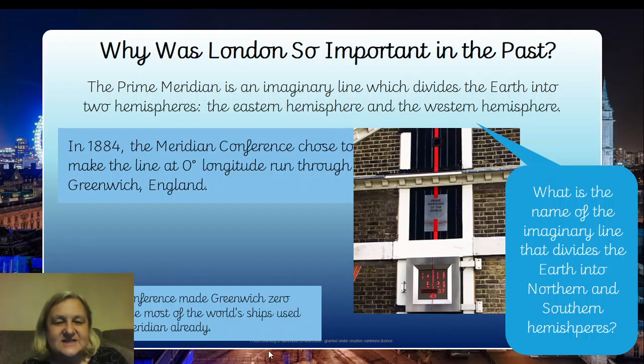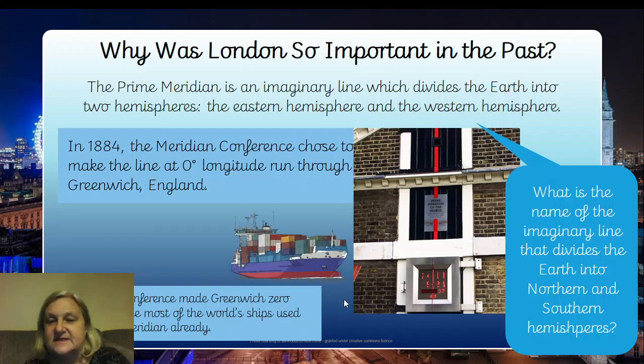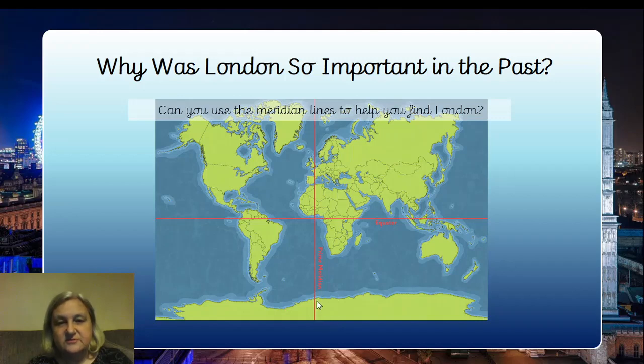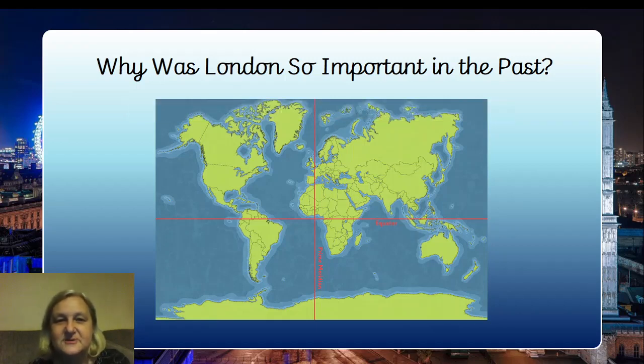The conference made Greenwich 0 because most of the ships used it anyway. Okay, and there's a little ship for you. So why was it so important? Can you use these meridian lines to help you find London? So this is the equator here, and then we've got the Prime Meridian, which splits east and west. Okay, east side, west side, and although it's an imaginary line, you can actually go up to the Royal Observatory site, and they've drawn it on the floor, so you can go and stand one side of it or the other, which is quite good fun.